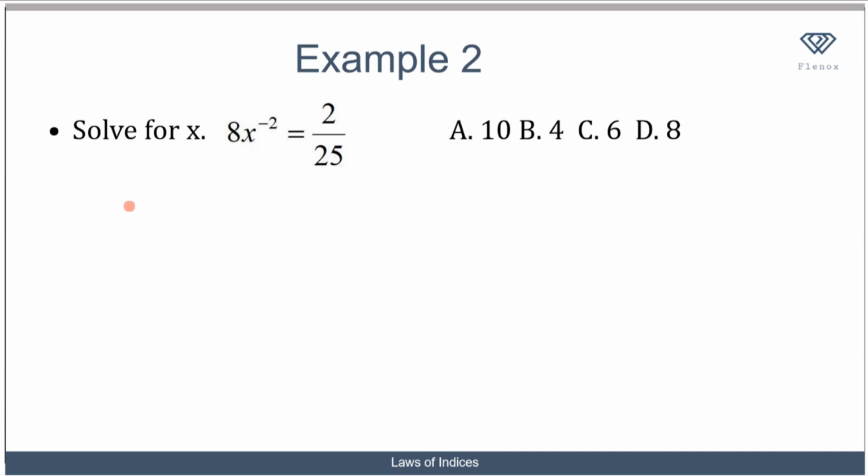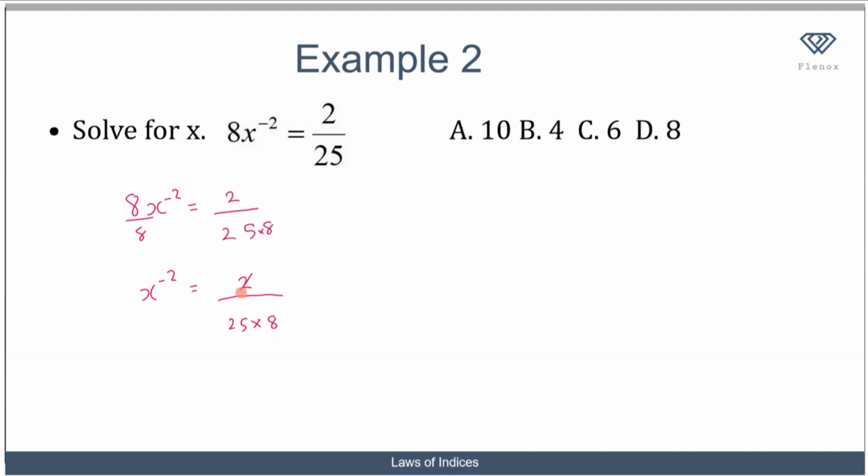To do that, which is pretty straightforward, first and foremost we have to take 8 away from here. So let me write the question out. We have 8x to the power of minus 2 is equal to 2 over 25. So we have x to the power of minus 2 is equal to 2 over, if I divide both sides by 8, so 2 over 25 times 8.